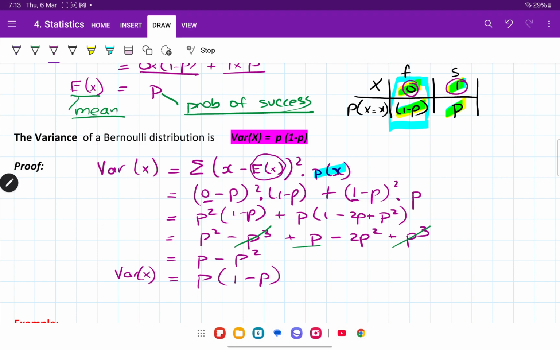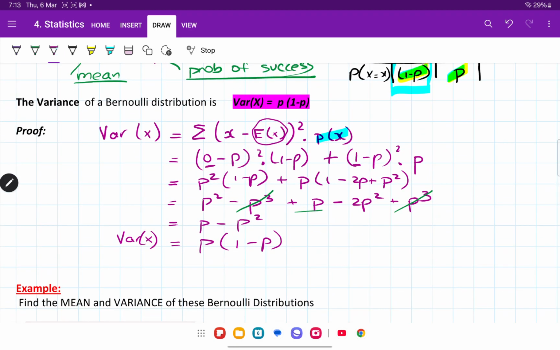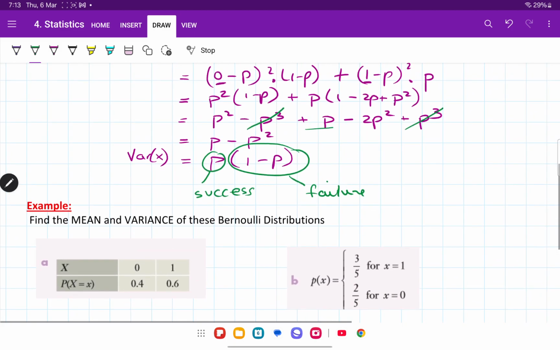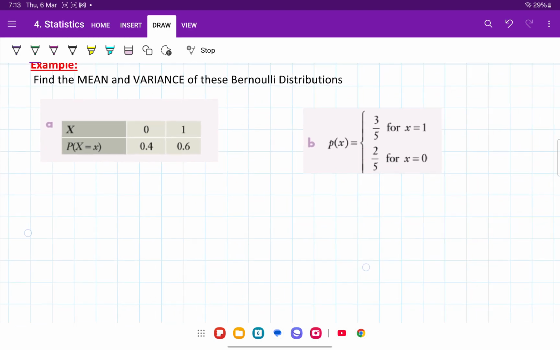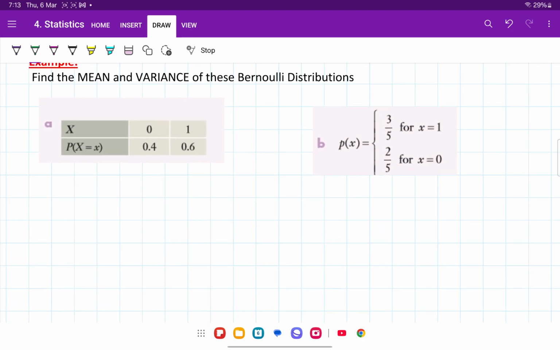Okay, so that's nice and easy. All we're doing is taking the probability of success and multiplying it by the probability of the failure. That's kind of easy, isn't it? Right, so let's have a look at a couple of these. Find the mean and variance of these Bernoulli distributions. I've started with this one, the probability table, and I've written the other one as a probability function. Let's start with the probability table.